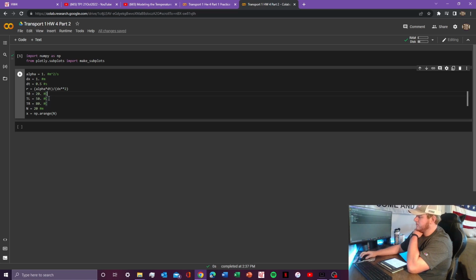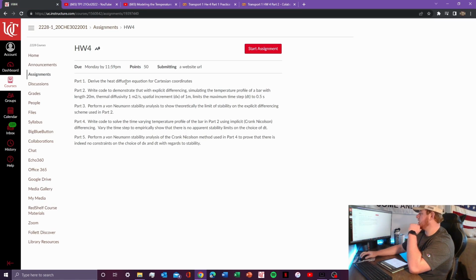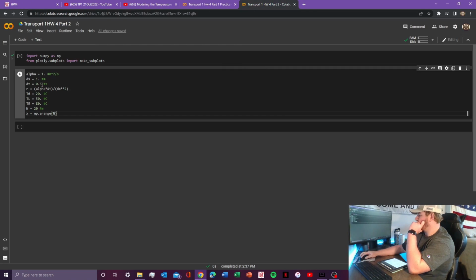The temperature on the left side of the bar is 50. The temperature on the right side of the bar is 80. And then the length of the bar is 20. And then the x value here needs to be the same as everything else, so that's going to be n. So that's what all those values are. And then we'll just go ahead and look at this one more time just to show you. Length of bar 20, thermal diffusivity alpha 1, and then spatial increment 1, and then time step 0.5. So 1, 1.5, and then 20. So that's what that is.